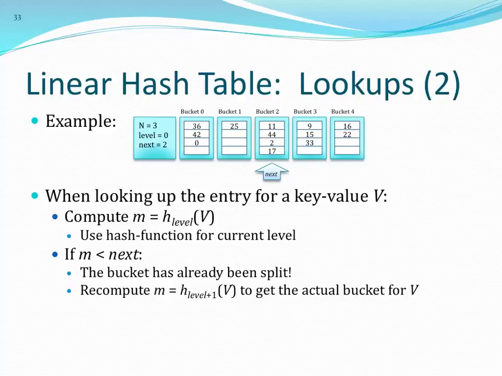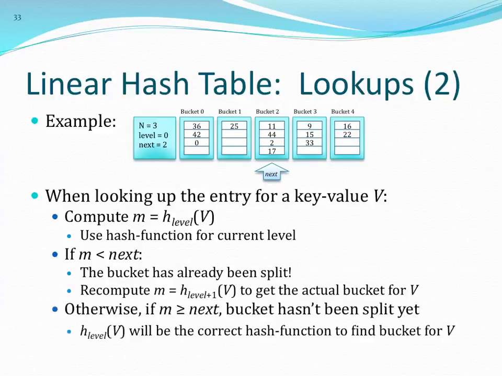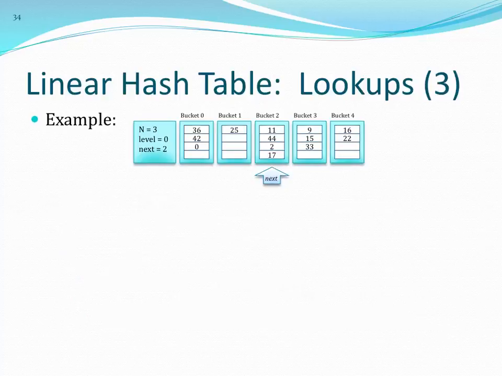Unless we have bugs, right? Those never happen. If the value that we computed from h of level is at least next, so it's either next or it's past next, it hasn't been reached by next yet, then the current level hash function will give us the right answer, and we can just look in that bucket. Okay, does that make sense? So you can see that looking things up with this data structure is a little bit more complicated. But it's still pretty nifty that you can take these buckets and split them incrementally. I just think that's totally cool.